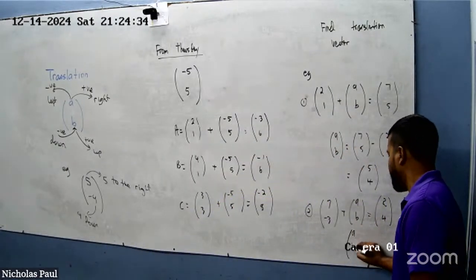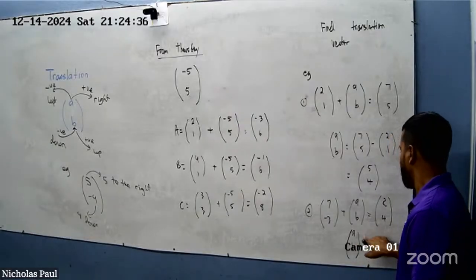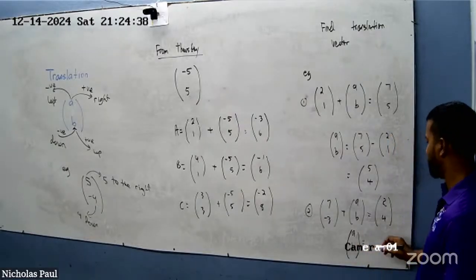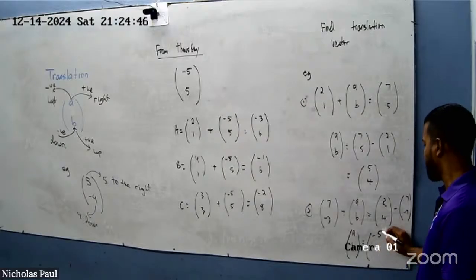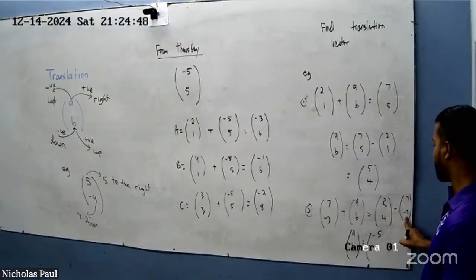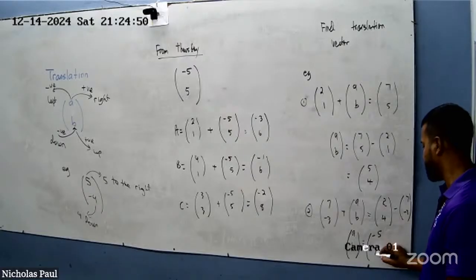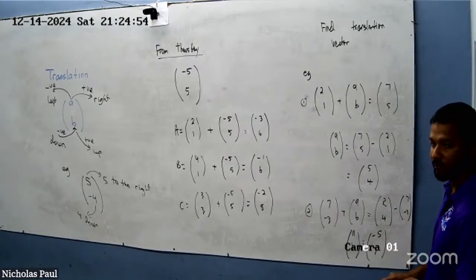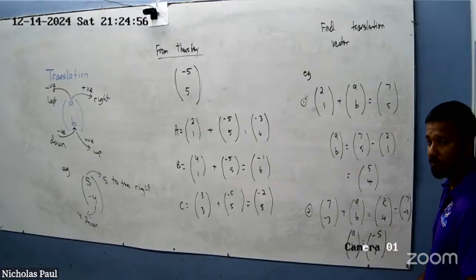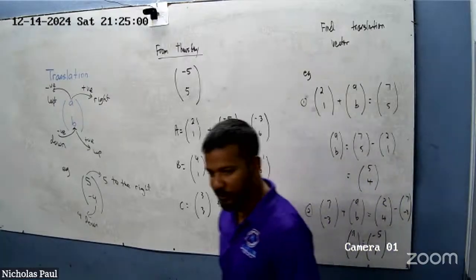Right? So AB, right? What you all got? It will be 2, 4 minus 7 minus 3, right? So 2 minus 7 is what? Minus 5. 4 minus minus 3 is 7. The answer is minus 5, 7. That's okay? All right. So head up rotation.